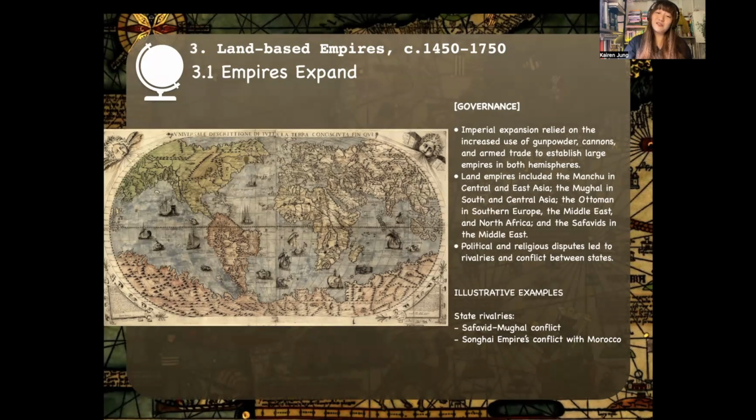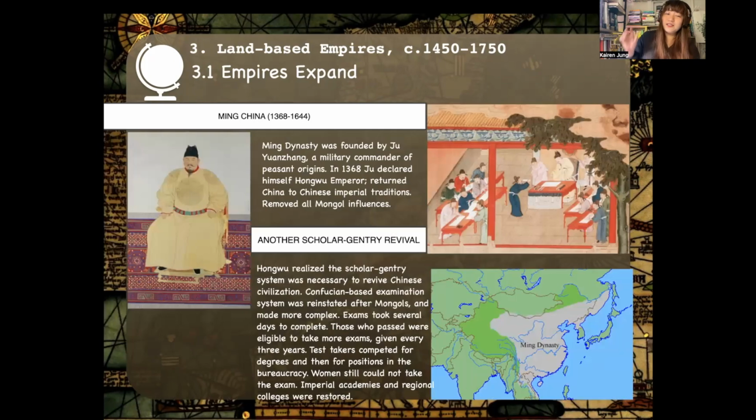Political and religious disputes led to rivalries and conflict between states. For illustrative examples, we have state rivalries such as the Safavid-Mughal conflict and, as mentioned way before, the Songhai Empire's conflict with Morocco. So, first, let's look at Ming China, which lasted between 1368 to 1644.